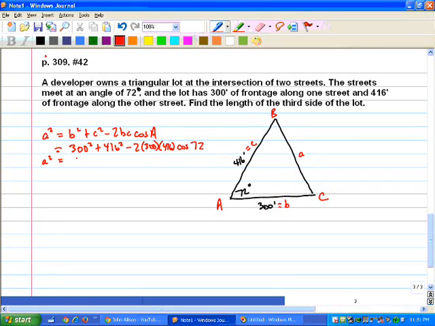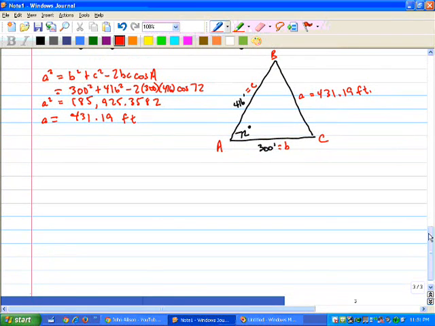We find that A squared is equal to 185,925.3582. To find side A, we take the square root of both sides and see that side A is equal to 431.19 feet. That is the law of cosines.